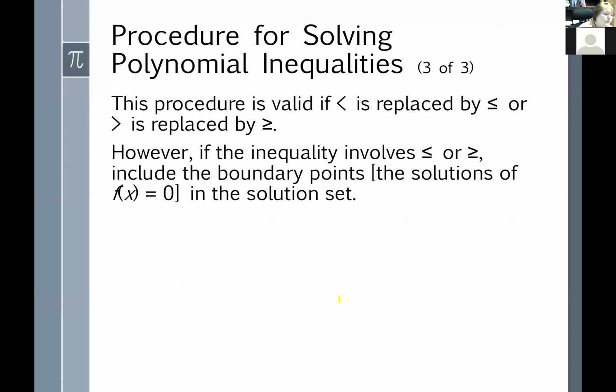And of course, if you have greater than or equal to or less than or equal to, you're going to use brackets instead of parentheses. Okay.